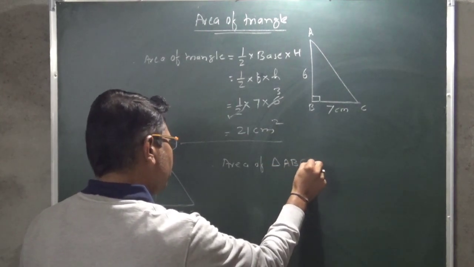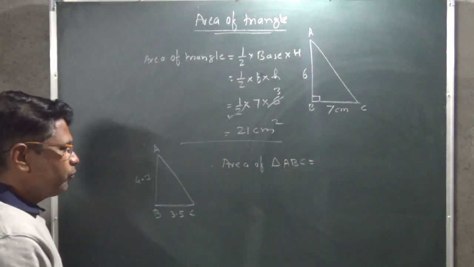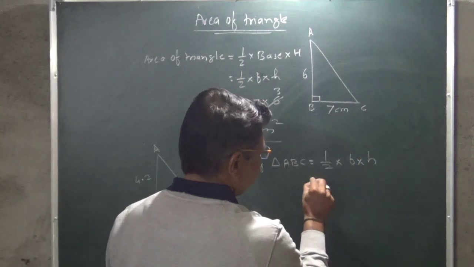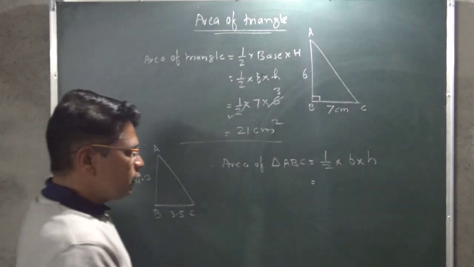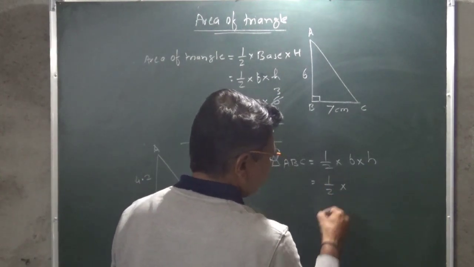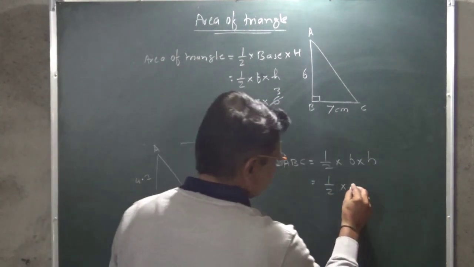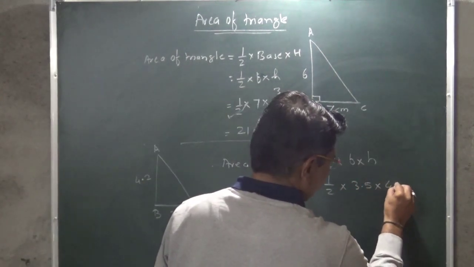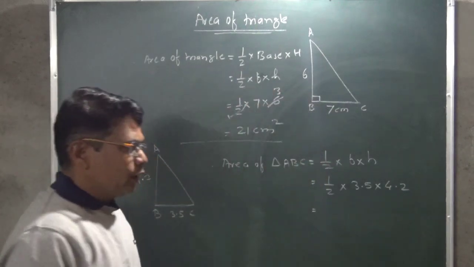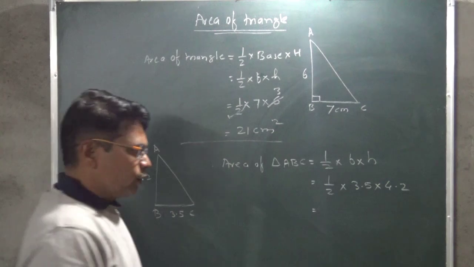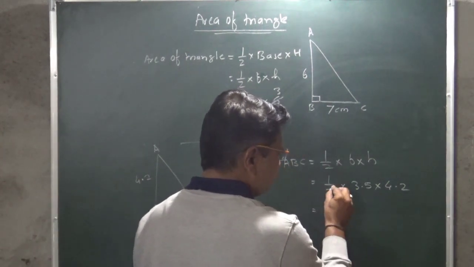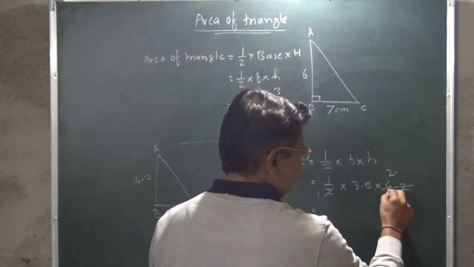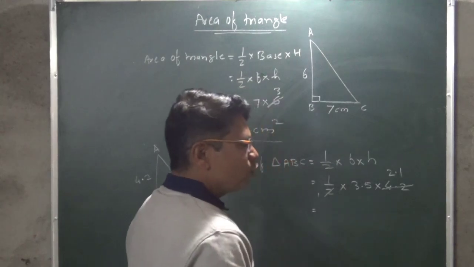For example, area of the triangle ABC is 1/2 into B into H, base into height. Then it's 1/2 into base, how much? 3.5 into 4.2. We can divide 4.2 by the 2. 2 twos are 4, 2 twos are 4, 2 ones are 1 hmm, it came as 2.1.